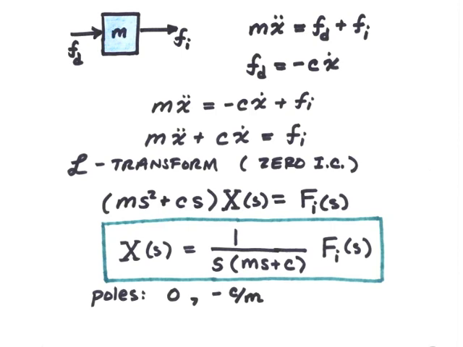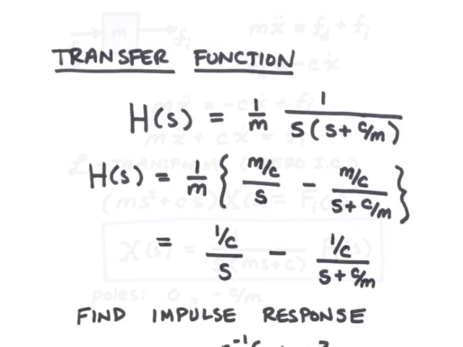So we have a second order transfer function between the input variable f sub i and the output variable x of s. The two poles of this transfer function are 0 and minus c over m. Clearly this transfer function is bounded input, bounded output unstable and marginally asymptotically stable. Let's now find the impulse response of this transfer function.